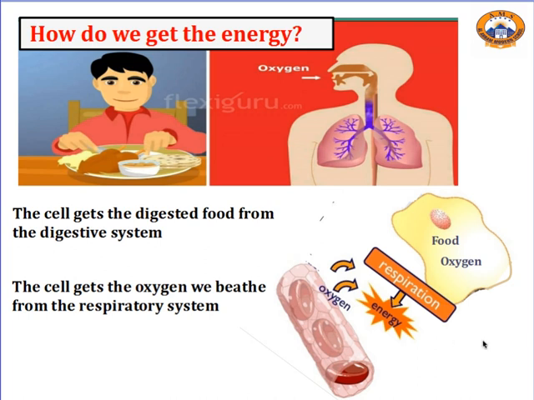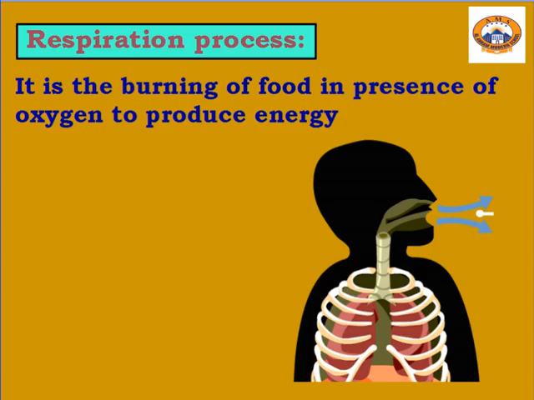And this happens through a process known as the respiration process. So what is the respiration process? It is a process where the food changes into energy in presence of oxygen. The oxygen must be present. Again, what is the respiration process? It is the changing or the burning of food in presence of oxygen to produce the energy.